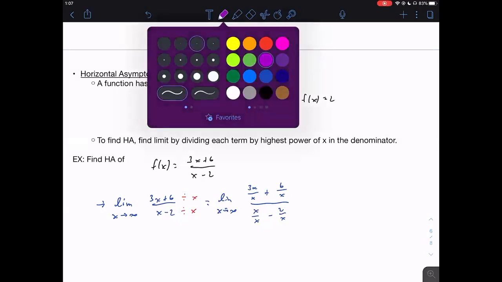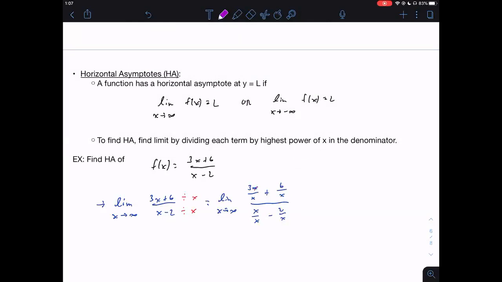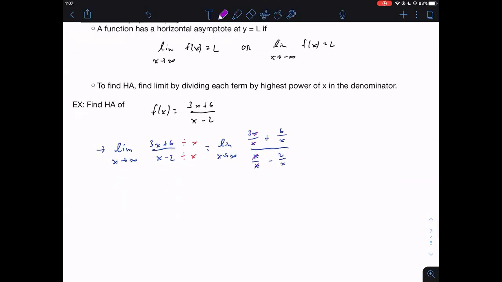In this first term, since we have x and x on top and bottom, these two will cancel out. 6 over x, we can't do anything else with that, so it remains the same. But in the bottom, we also have x over x, so this also cancels out. And then negative 2 over x, nothing we can do further here, so that remains. So now we want to find the limit as x goes to infinity of what we have left over, which is 3 plus 6 over x, all over 1 minus 2 over x. Again, be careful: x divided by x is 1.